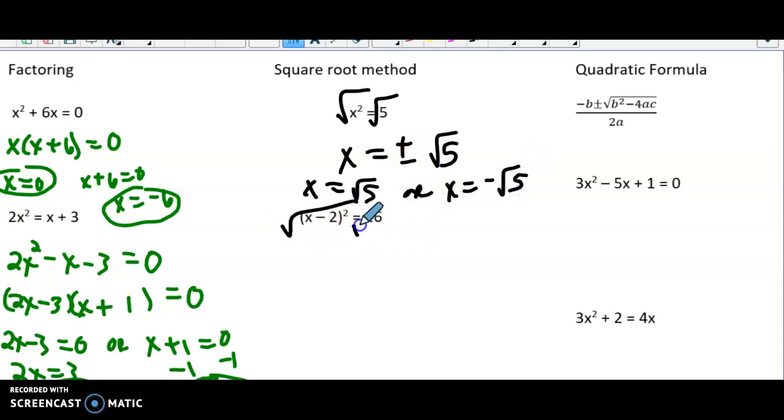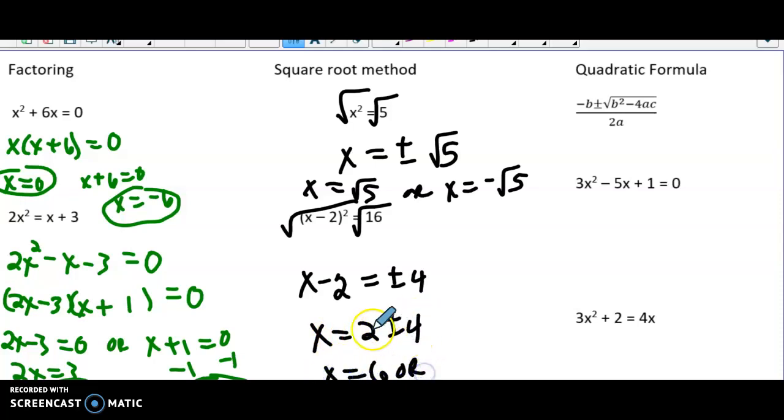Here I will do the same thing. I get x minus 2 equals plus or minus 4. So then I'm going to add 2 to the other side, and my answers are 2 plus or minus 4. I'm not going to leave my answers like that, guys. Go ahead and do the addition. 2 plus 4 is 6. And the subtraction, 2 minus 4 is -2. I have two answers, 6 or -2. I have two answers up here, square root of 5 or negative square root of 5. That was the square root method.